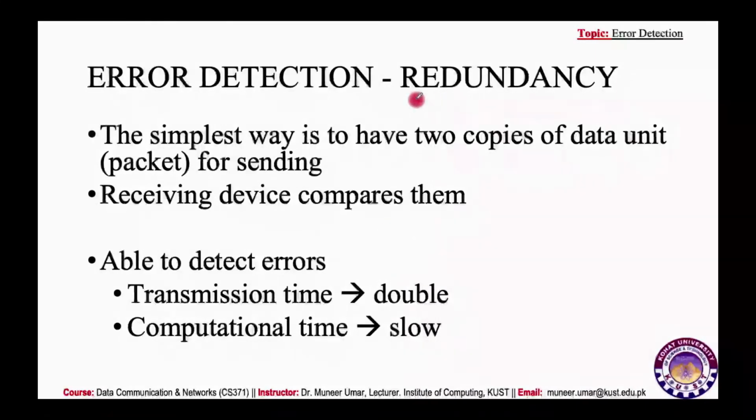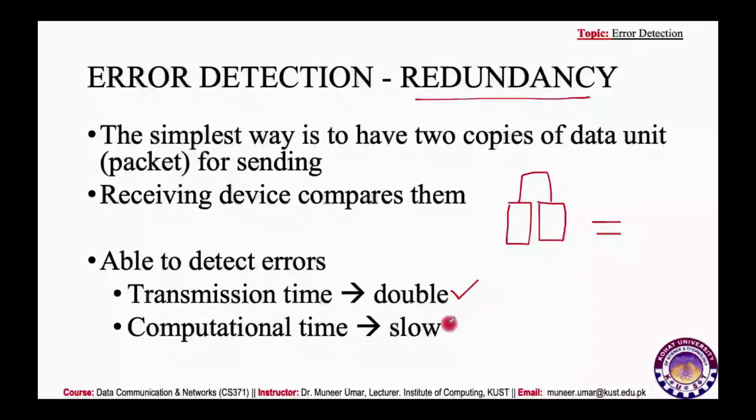Error detection with redundancy. The simplest way is to have two copies of the data unit. For sending, we have two copies and we send both the copies. At the receiving side, both copies are compared. If both are equal, it means that there is no error. This is the simplest way. But if we implement this, what will happen? It will double the transmission time, and also the computational time will be slower.